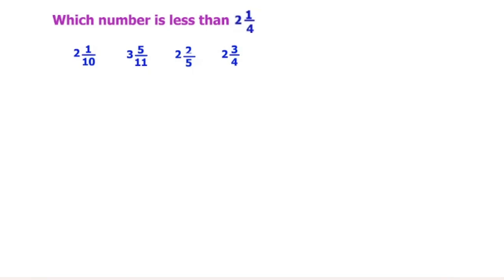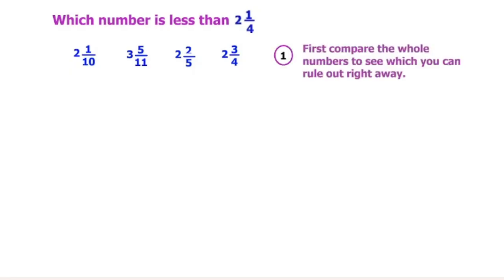In this lesson, we're going to work with some numbers and try to figure out which one of these mixed fractions is the least number. So we have a problem that says which number is less than 2 1/4. We have a list of numbers here that we need to figure out if they are less than 2 1/4, and all of them are mixed numbers. That means a whole number mixed in with a fraction.